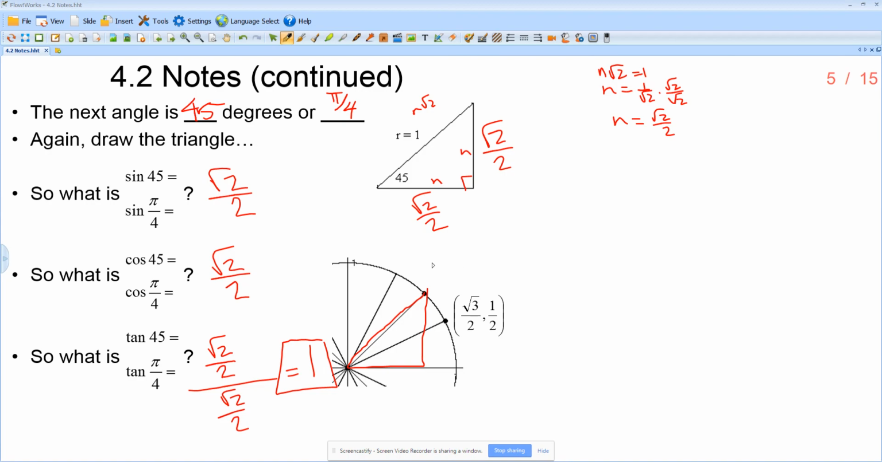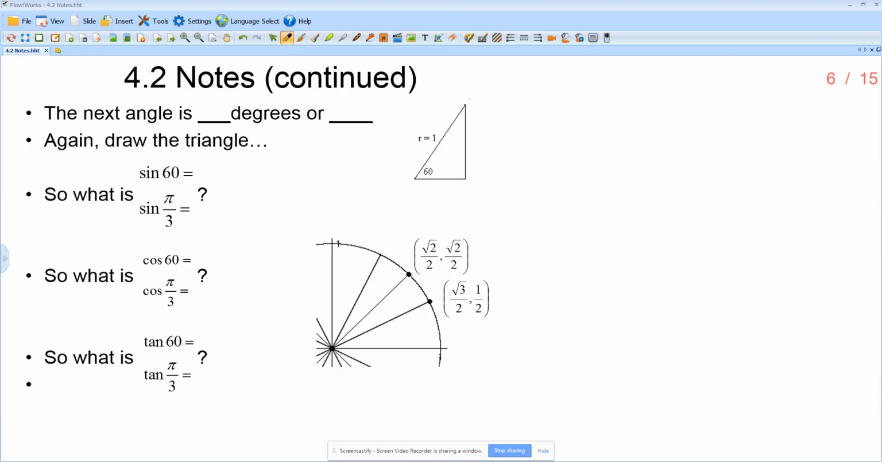Well, now if I was listing this coordinate, it goes cosine, then sine. So root 2 over 2, comma, root 2 over 2. In this case, it wouldn't have mattered. Now, this is for every 45 degree angle. You know, if I talk about the sine of 45 degrees, it's root 2 over 2. Every single time.